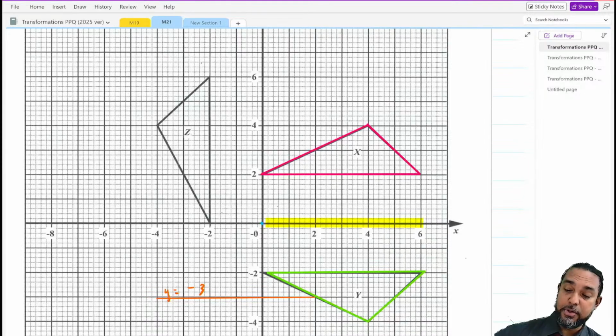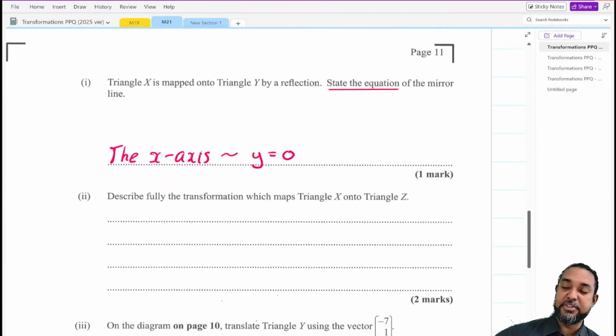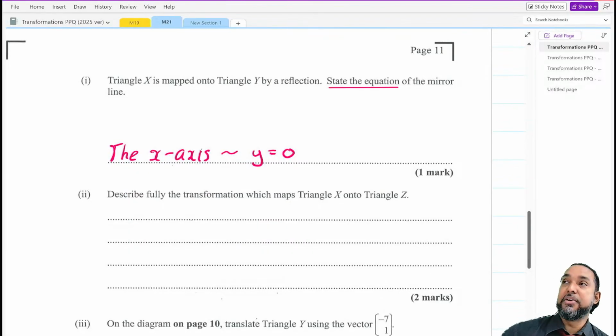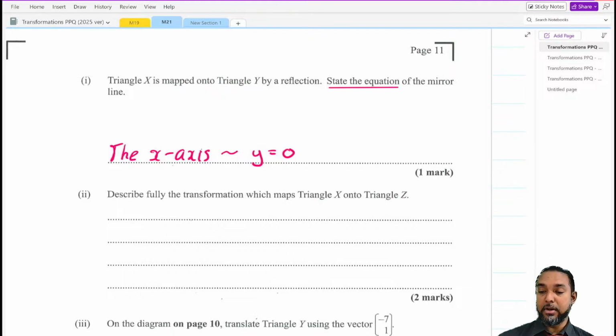Right? So always answer the question that is asked of you. Right? Now, if you just put it passes through the x-axis, you will get a half mark because you're not wrong. It just didn't give them exactly what they asked for, right? Because they wanted the equation of the mirror line. Okay, everybody okay with that one?